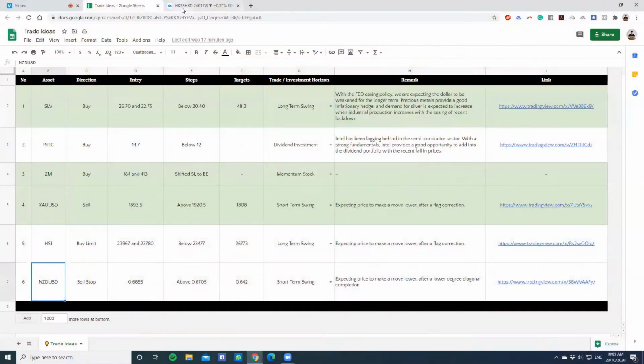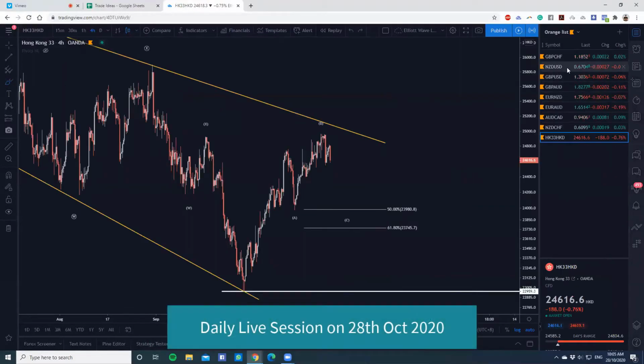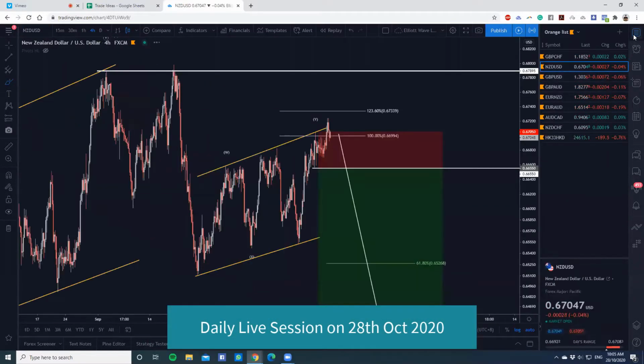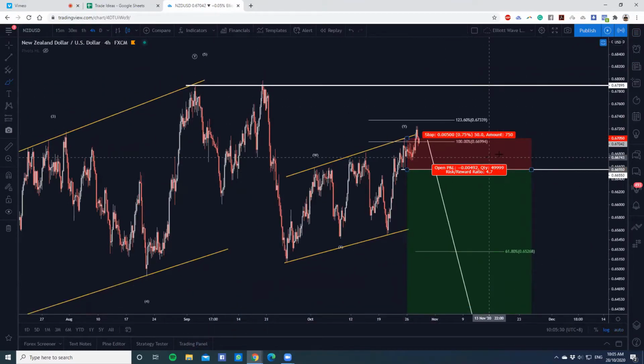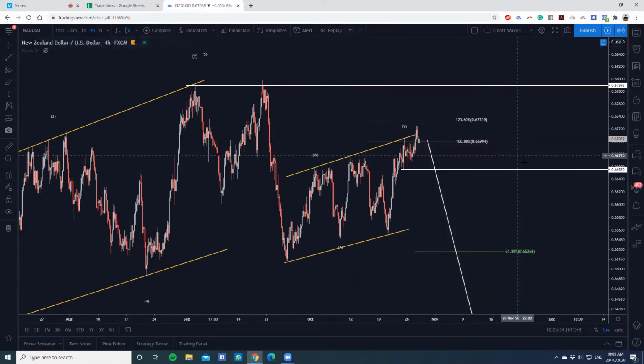Now let's take a look at New Zealand. Okay, it's interesting because it's moving right now, for the past few hours, yesterday. Okay, so let me just remove this a little bit because we're gonna update this trade. If you're following the New Zealand dollar, you need to update this trade. So I'll remove this first.